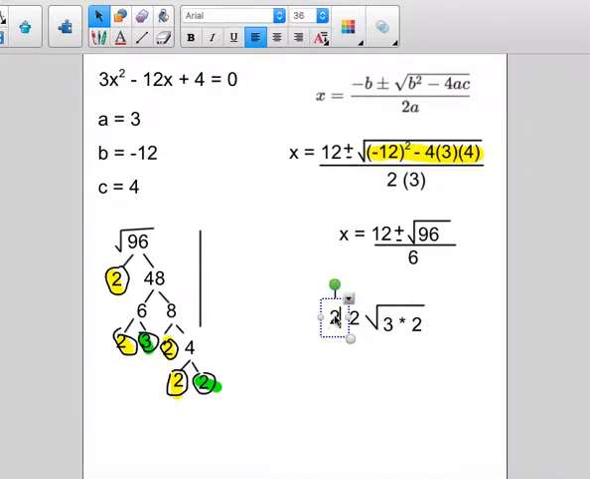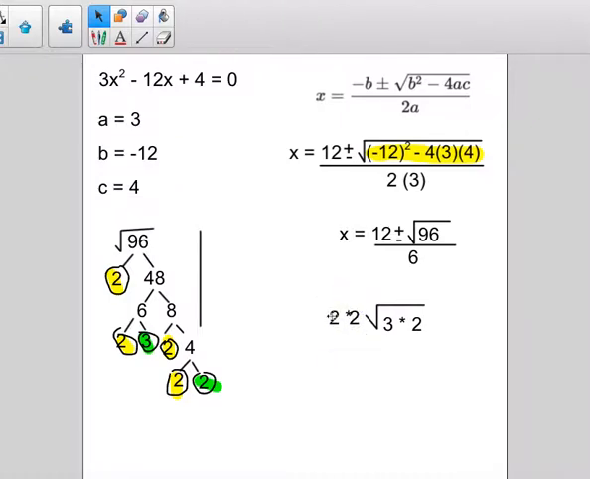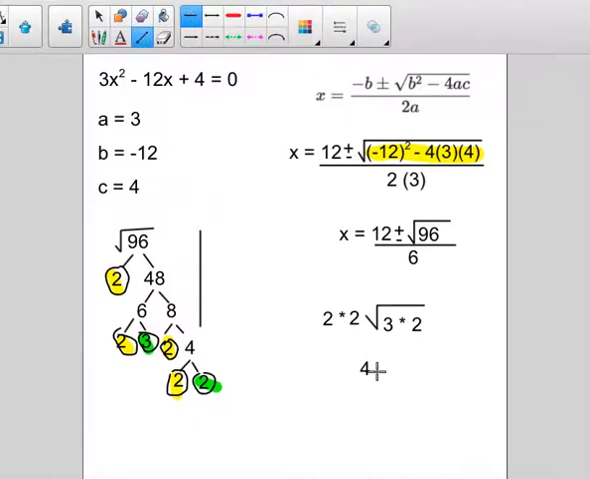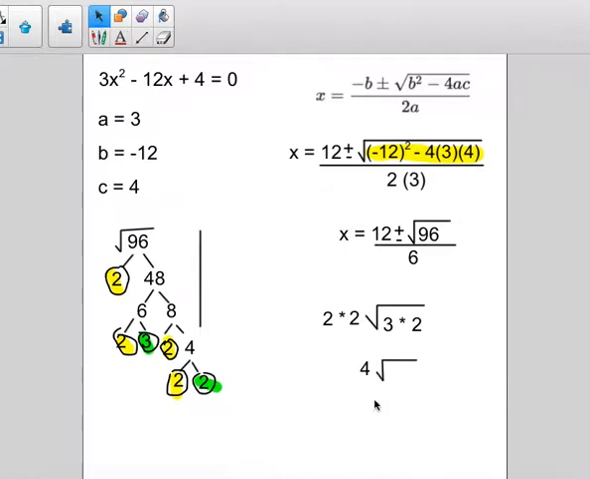I've got a 2 times 2 outside the radical, so that gives me a 4. And I've got a 3 times 2 inside the radical, and that's going to give me a 6. So the square root of 96 simplifies to 4 times the square root of 6. So that's just the radical 96 that we've simplified. The rest of it is still in here.